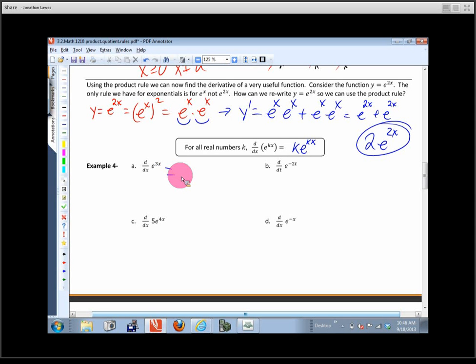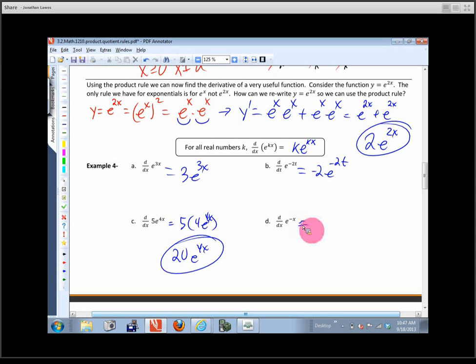So what's the derivative of e to the 3x? 3e to the 3x. So what's the derivative of e to the negative 2t with respect to t? Negative 2e to the negative 2t. I've got a constant multiple here, so technically it would be 5 times the derivative of e to the 4x, which would be 4e to the 4x. But we can just pull that constant out front. It's repeated as a factor out front, so 20e to the 4x.